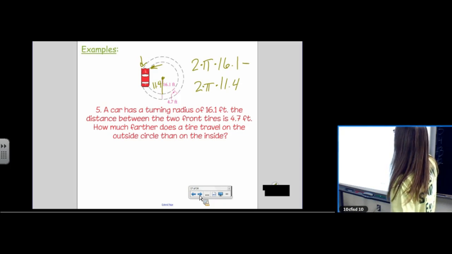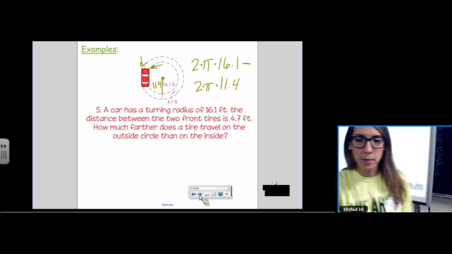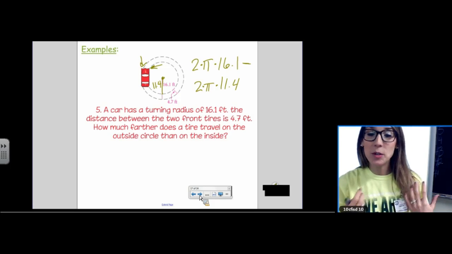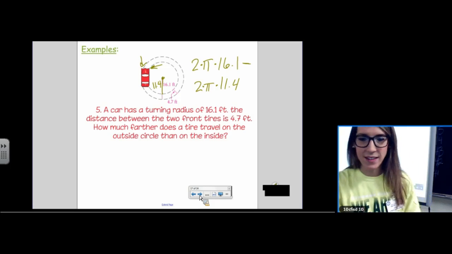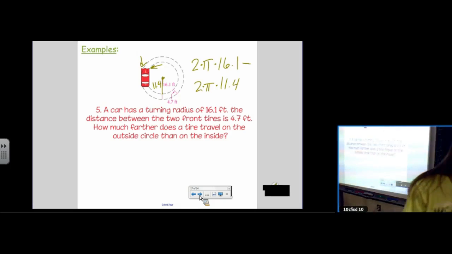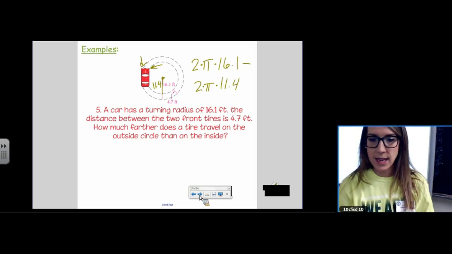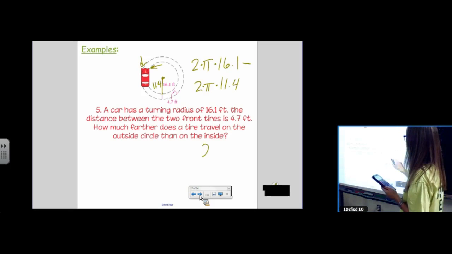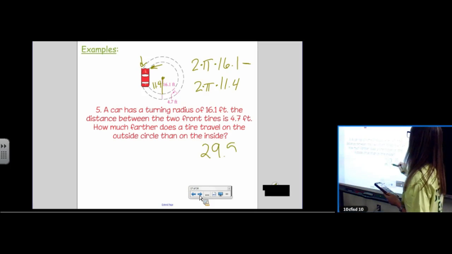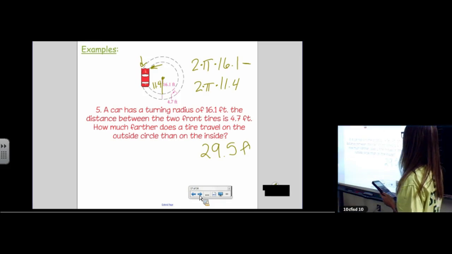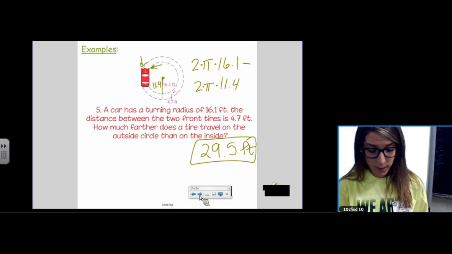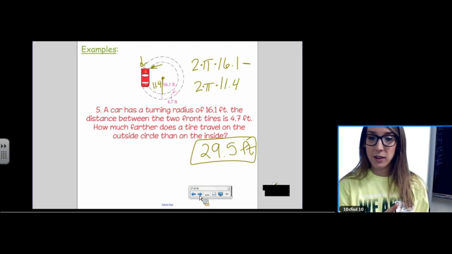And we simply subtract those. Is this a real world problem? Yes. So I'm going to allow you to press the pi button. Please don't use the approximation of 3.14. Please press the entire pi button. When you subtract those, you should get, hopefully, about 29.5 feet more than the inside one. That's a lot more feet. You better go do a circle the other way next time so that those tires will be even, right?